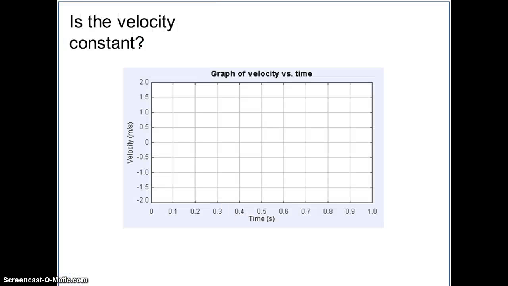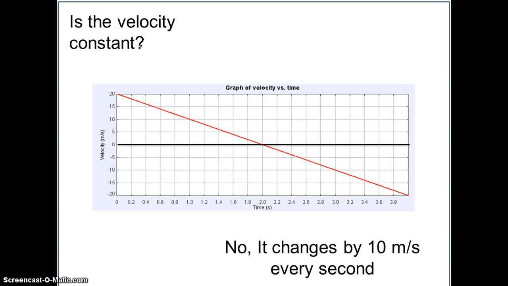So is the velocity constant? Well, no, because as time goes by, on the way up the velocity gets less. We can see that on this graph. If it started at 20, after 2 seconds it would be 0. That's the point where it stops moving up. Then it's going to come back down, and it's going to have negative velocity because downward means negative. Because of the acceleration of gravity, it changes by 10 meters per second every second that goes by. So this was 2 seconds going up, 2 seconds coming back down.